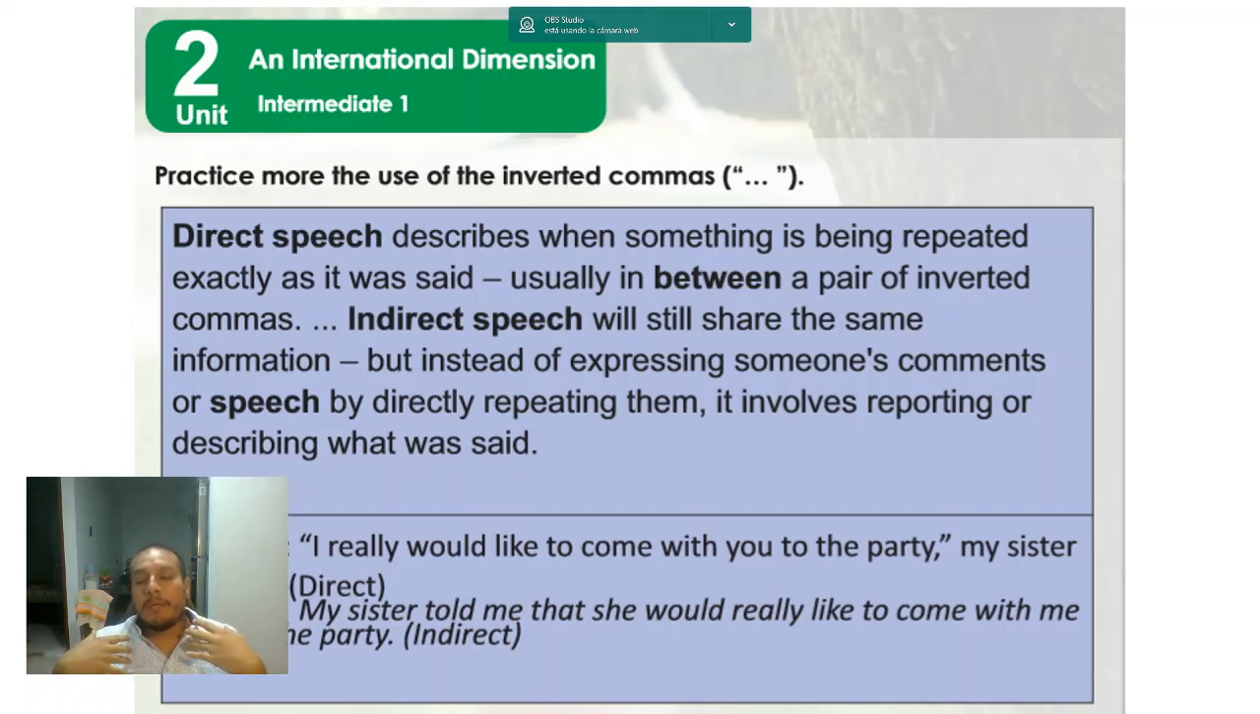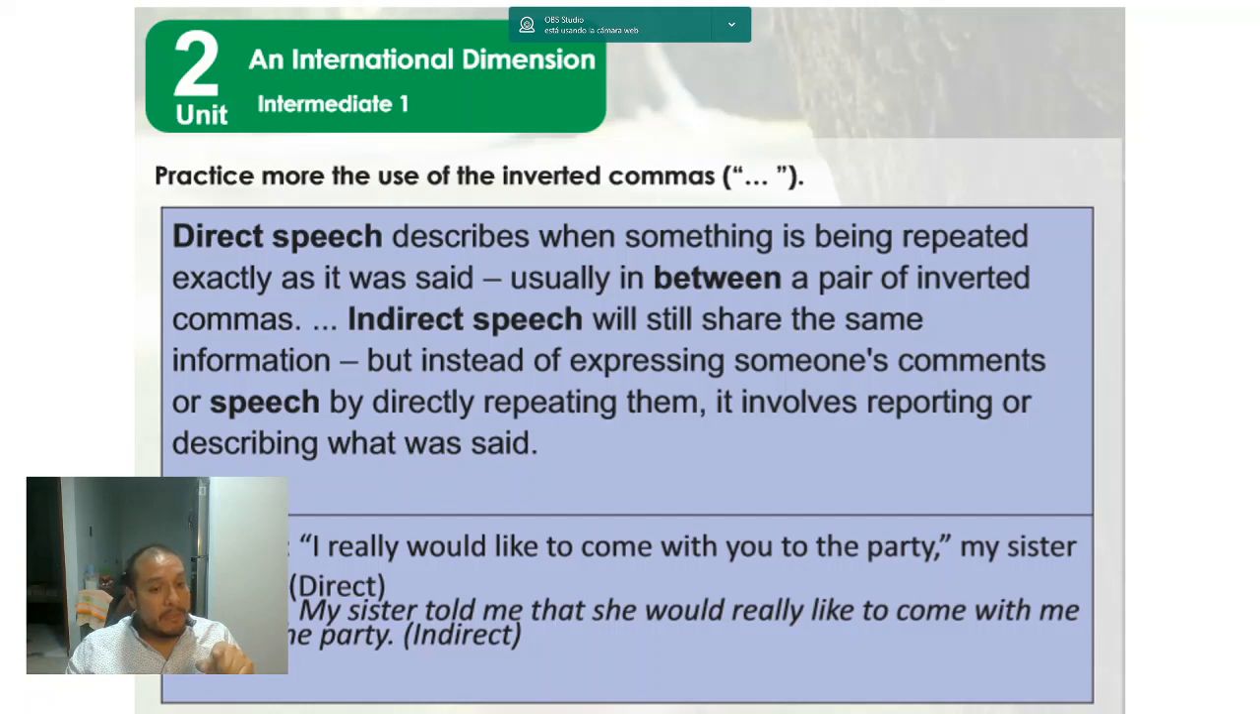For example, my teacher said, "Please open your books." Is that direct or indirect speech? What do you think? That would be direct speech, no? Indirect speech would be: the teacher told us to open our books. I'm going to give you some examples, so take it easy. Don't get confused with that, okay?